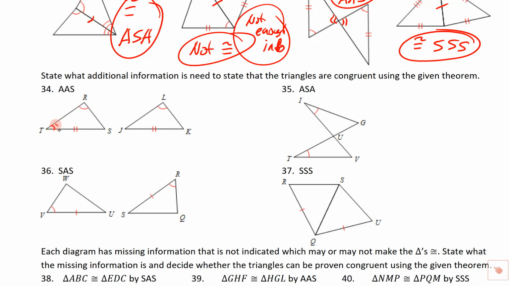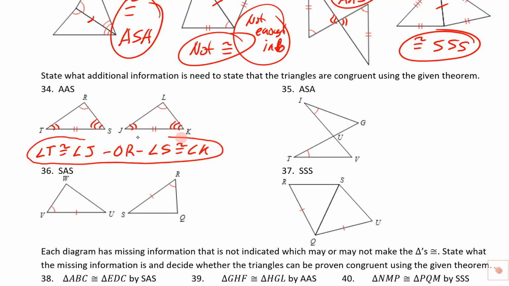Well, what I'd need is I'd need these two angles to be congruent so that I could have angle, angle, side. So what I'd need is I'd need angle T to be congruent to angle J. That would make it okay. Or, and I'm going to put a big fat or right here, we could also go the other way, okay? So we could go this way, angle, angle, side, angle, angle, side. So what I'd need here is that angle S has got to be congruent to angle K. So either one of those would be okay there to show angle, angle, side congruence.